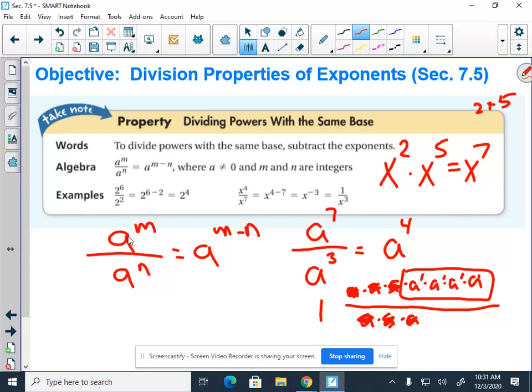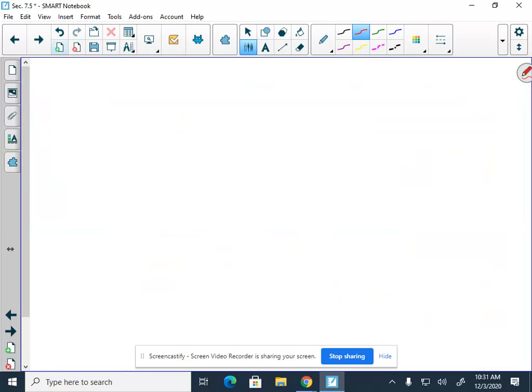Now I'm going to show you these two in an example here. If you can get these two, you can get a majority of today's lesson. These aren't on there, so just watch for a moment.